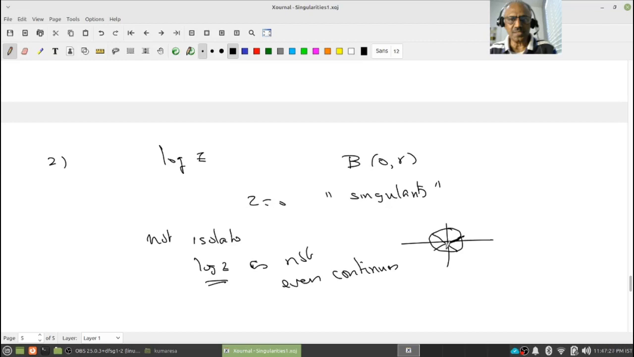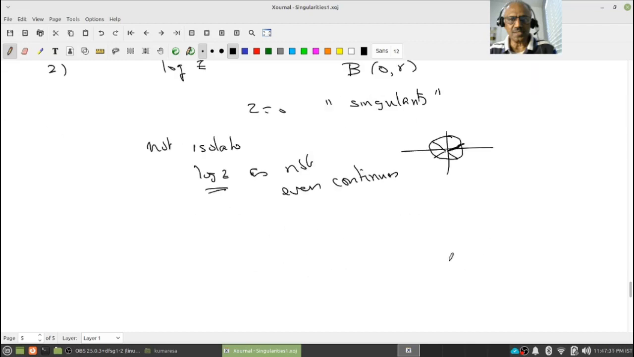Therefore, it's not even an isolated singularity. Even though it looks like a singularity, yes, you are right, but it's not isolated. Keep these two things because many teachers will avoid this. But if you want to master complex analysis, you should also learn there are other singularities, how to deal with them, and how to differentiate them from isolated singularity. Okay.